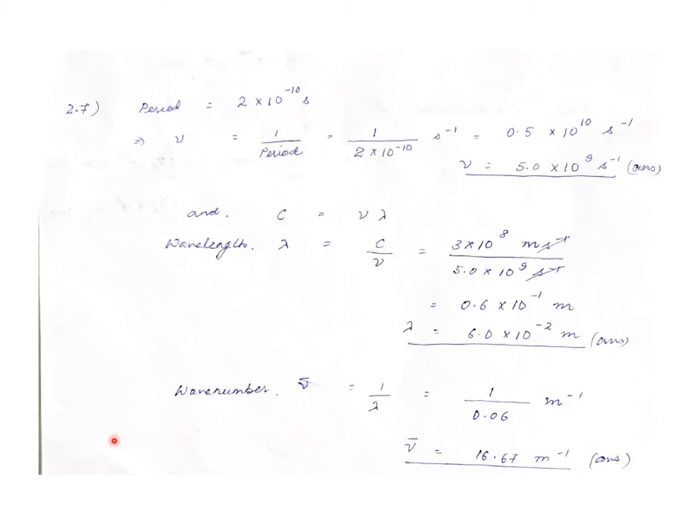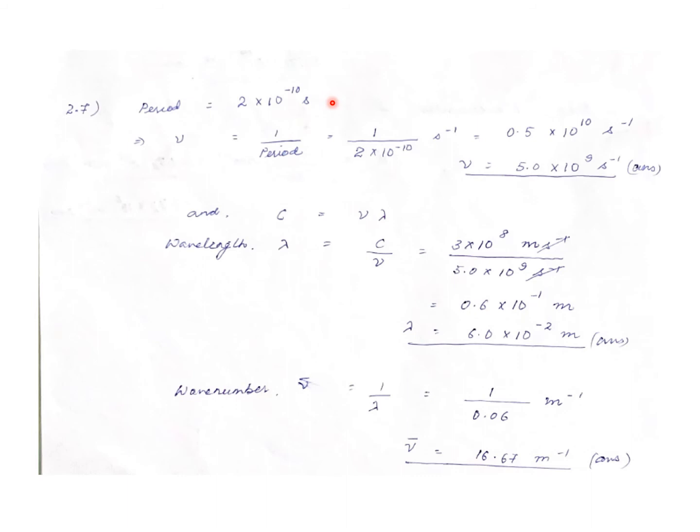So the next question is 2.7, which is: calculate the wavelength, frequency and wave number of a light whose period is 2 into 10 to the power of minus 10 second. Okay, so what is period? Before that, you need to solve this question by units. Period is given in seconds, and the parameters that you need to find out are energy, wavelength and frequency.